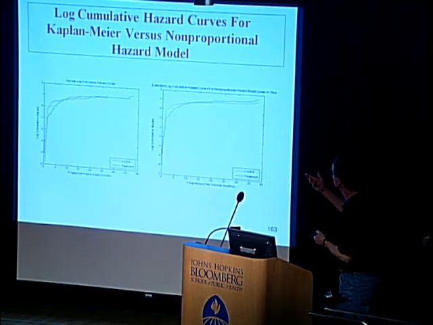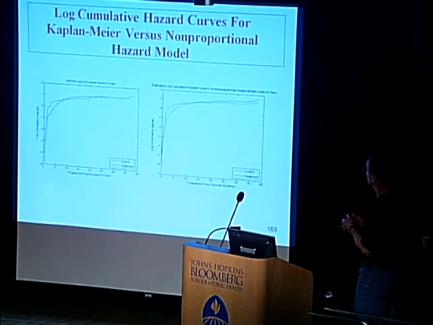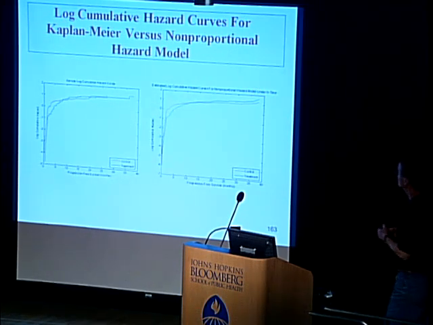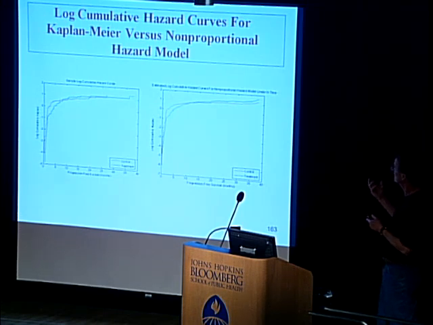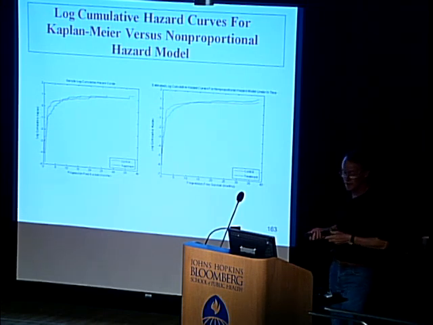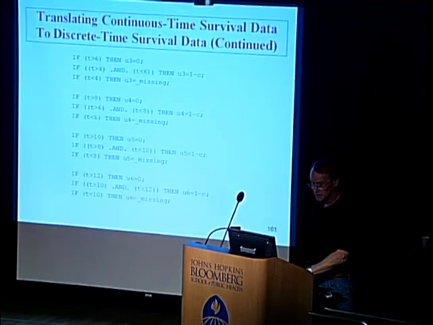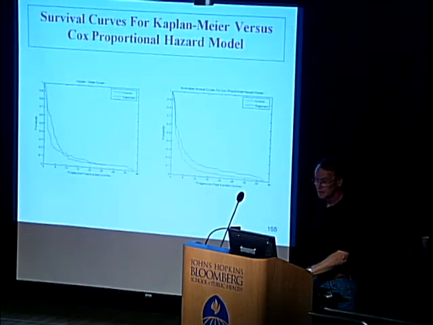And you can contrast that against the log cumulative hazard curves for a non-proportional hazard model linear in time. So here you have a non-proportional hazard, and you see that in this case, these two curves seem to be agreeing quite well. So the non-proportional hazard model seems to fit the data quite well, and therefore would be chosen over the proportional hazard model. I'm just going to scroll back to this figure here.